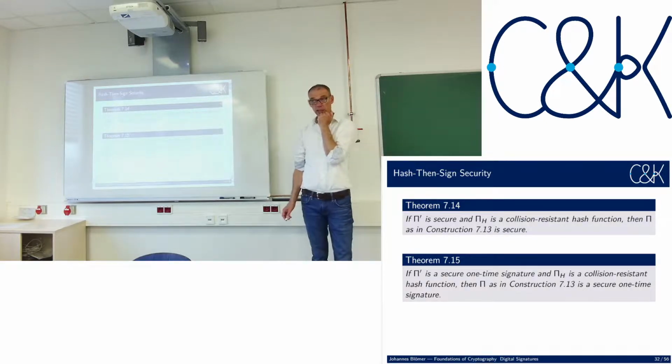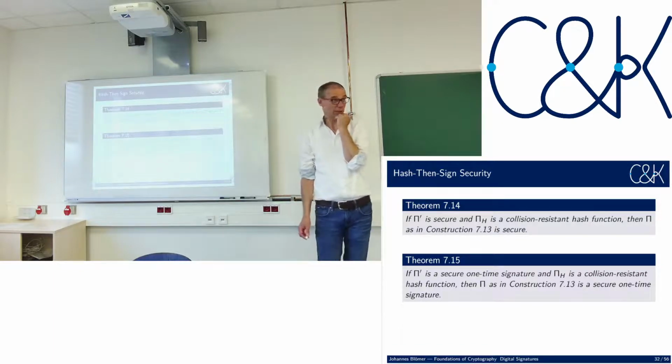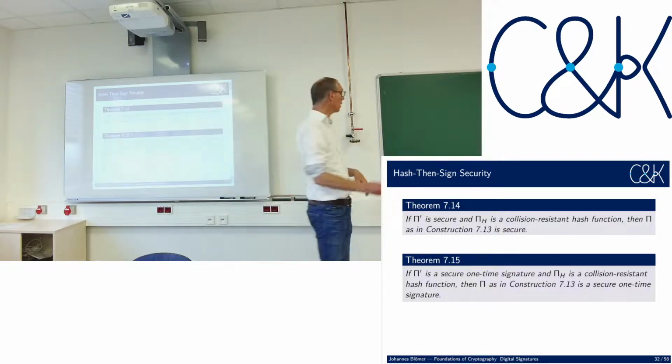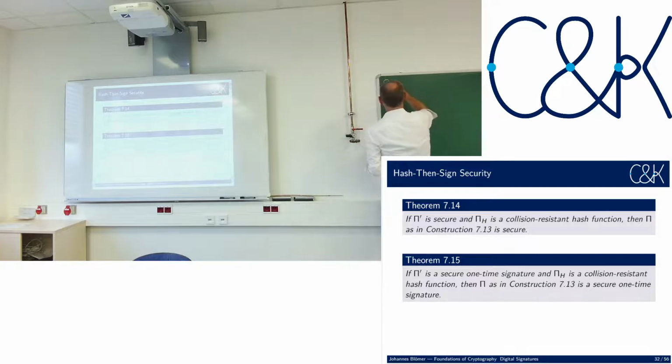A good sanity check in any proof that you do: do I use all my assumptions? If you don't, either your proof is wrong or your theorem statement is not as it should be. So how would we prove this?